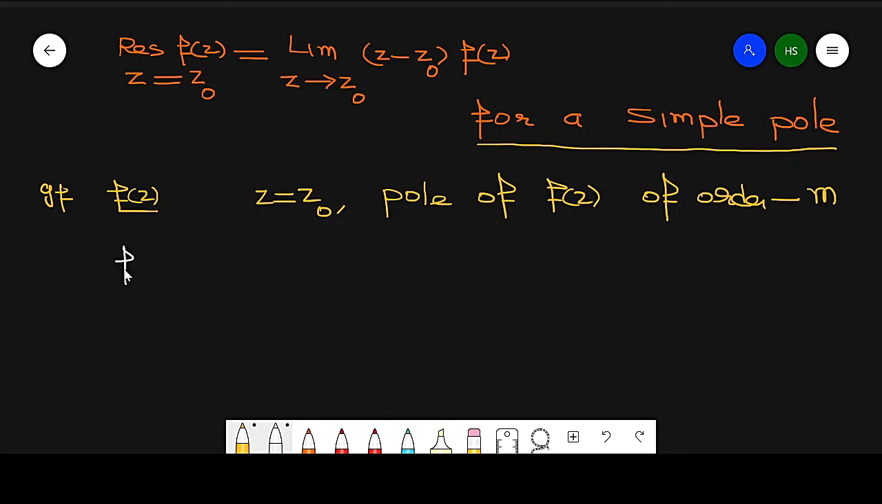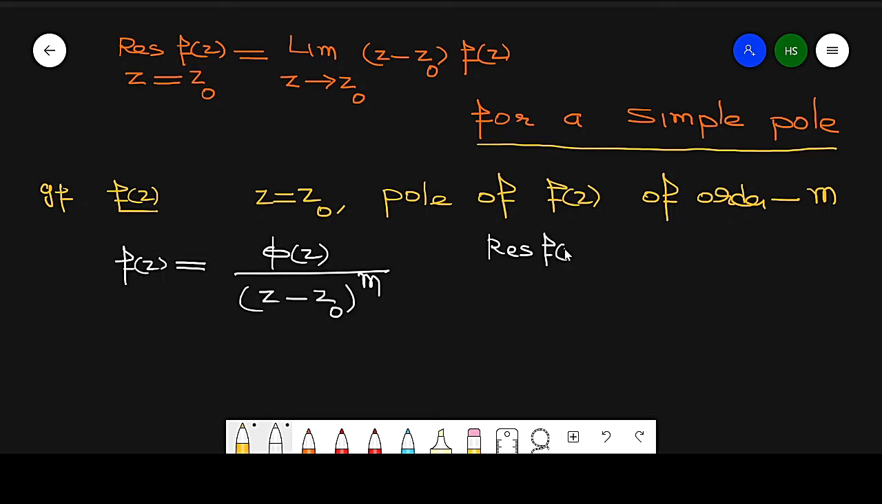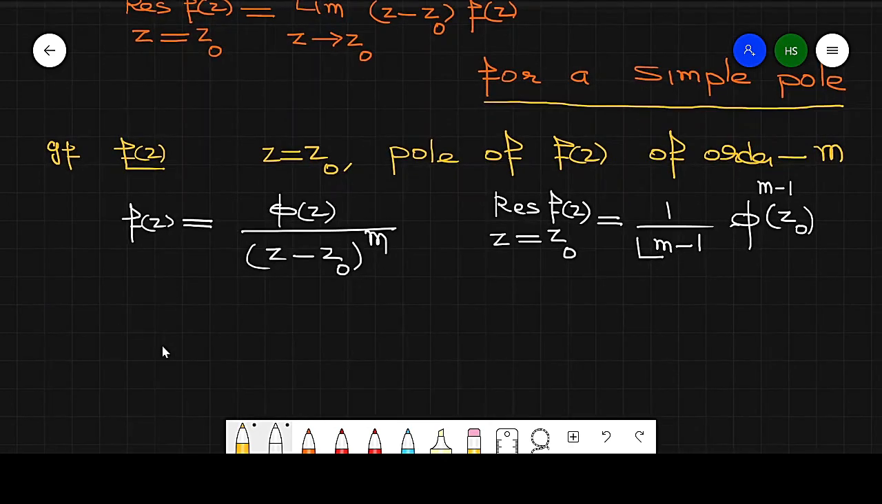Now write f(z) in this way: φ(z) over (z − z₀) raised to power m. So this is a pole of order m, so I write f(z) in this way. If I write it this way, then the residue of the function f(z) at the point z = z₀ is equal to 1 by (m − 1) factorial into the (m − 1)th derivative of this function φ at the point z₀. So this is the residue of a function with a pole of order m.